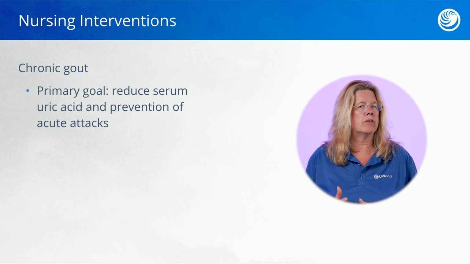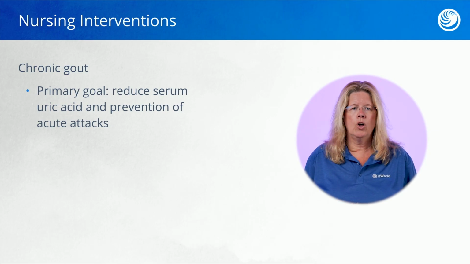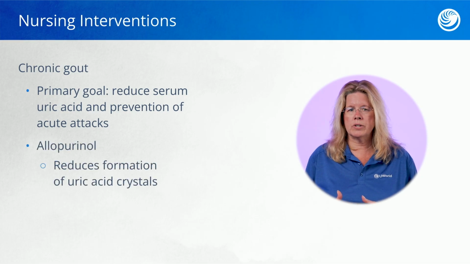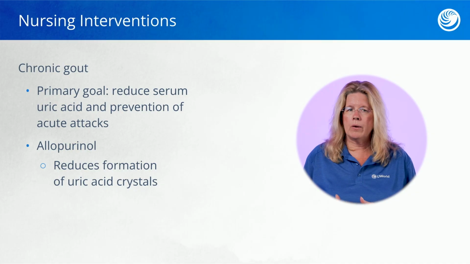For a client who is experiencing chronic gout, our primary goal is to reduce serum uric acid and prevention of those acute attacks. We will see the use of a drug known as allopurinol. This reduces the formation of uric acid crystals. The client will be taking this long term.